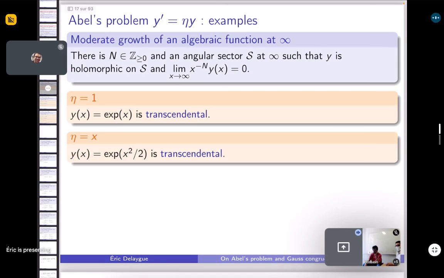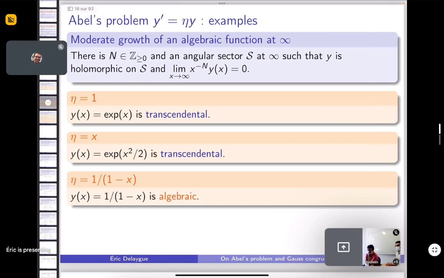Let's take another example. So we take eta equal to x, and in this case we found the solution exponential of x squared divided by 2, and again it is also transcendental. Okay, so now look at an algebraic example. So we take eta is 1 over 1 minus x, and in this case you will find again that y is 1 over 1 minus x, which is rational, so algebraic.